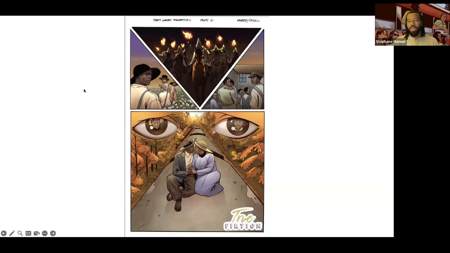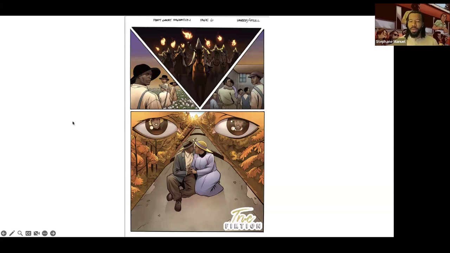And then you go to the center panel of the Ku Klux Klan coming forward in this triangle pattern. It's a representation of the Jim Crow South pushing them out. And then on the right, you see they're leaving their families behind, leaving the communities that they knew. Those are some of the factors in their decision making.